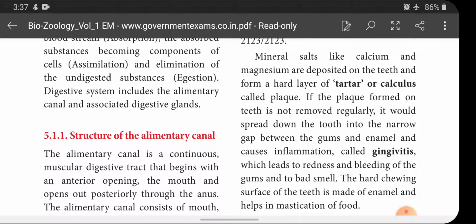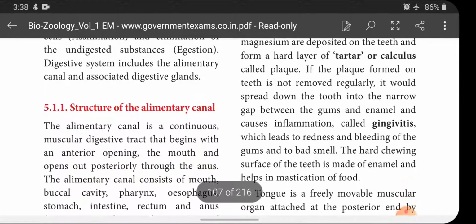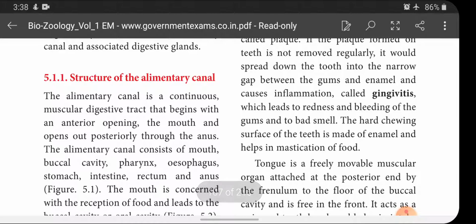So if the tartar or calculus, that is the plaque, is not removed properly, what happens? It spreads to the gap between the teeth and forms an inflammation called gingivitis, which leads to redness, bleeding of the gums and bad smell. The hard chewing surface of the teeth is made of enamel and helps in mastication of food.